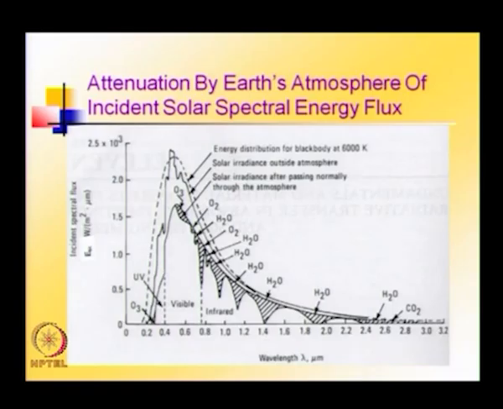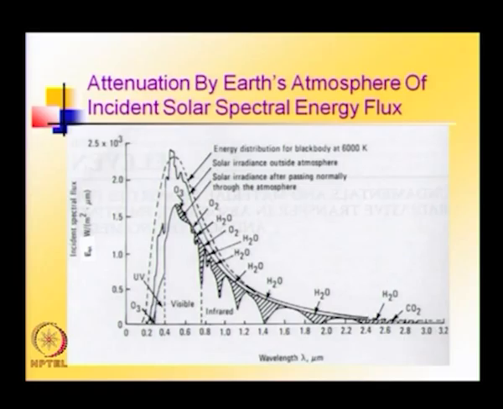If you look at the incident solar energy flux which is coming onto the earth, this is basically E_b lambda, watts per meter square per micrometer, versus lambda. Now this first dashed line gives the energy distribution for a black body at 6000 Kelvin. This is the actual solar irradiance outside the atmosphere. Then solar irradiance after passing normally through the atmosphere.